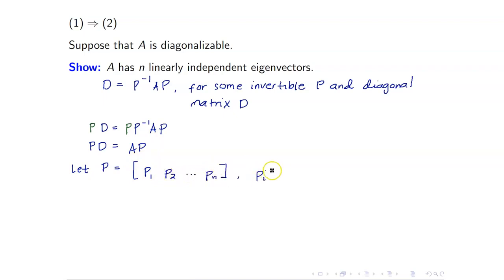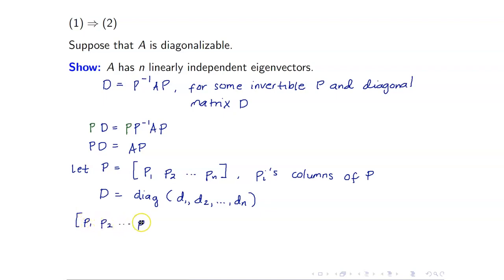Now let P1, P2, up to Pn be the columns of P. Let the diagonal entries of D be d1, d2, up to dn. So therefore, PD here will now become the matrix with columns P1, P2, up to Pn times your diagonal matrix. And then we have A times P, where P is P1, P2, up to Pn.